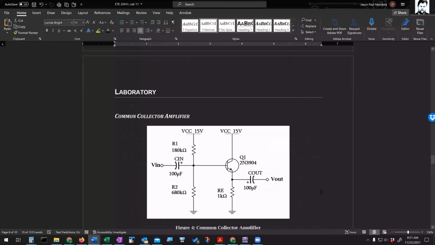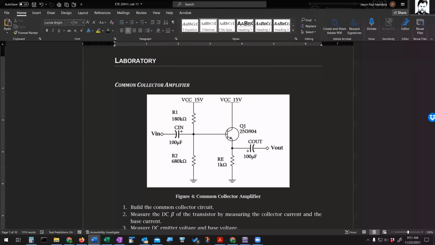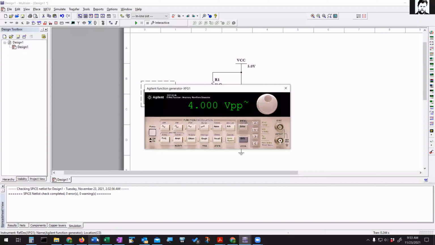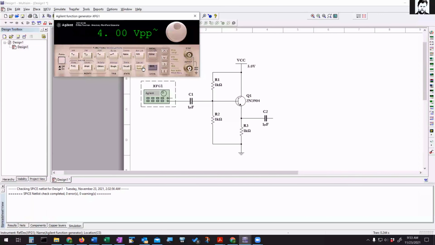All right, so I'll go ahead and just build this up real quick. 180K, 680K. All right, let me attach a source to it. Let's add 4 volts peak to peak, 1 kilohertz. So 1 kilohertz is the default frequency, so I'll leave that.